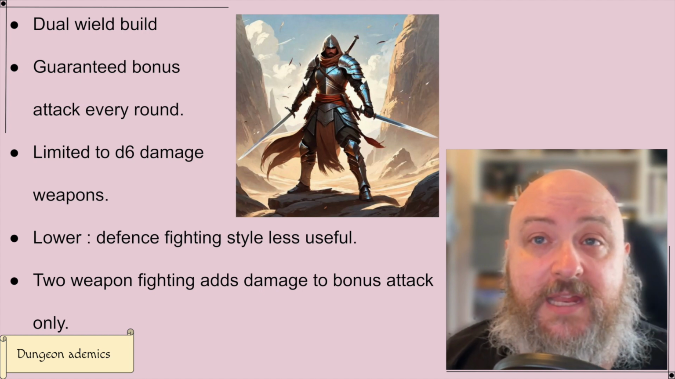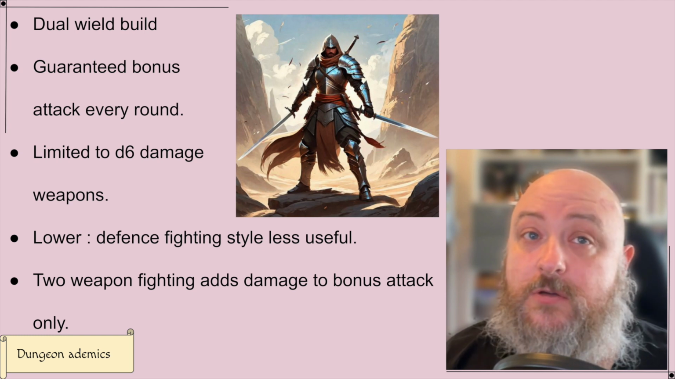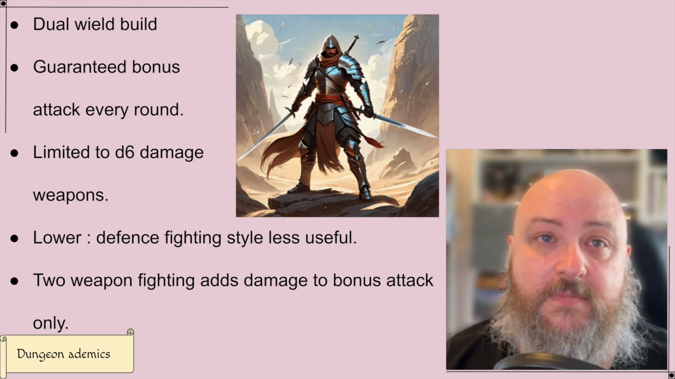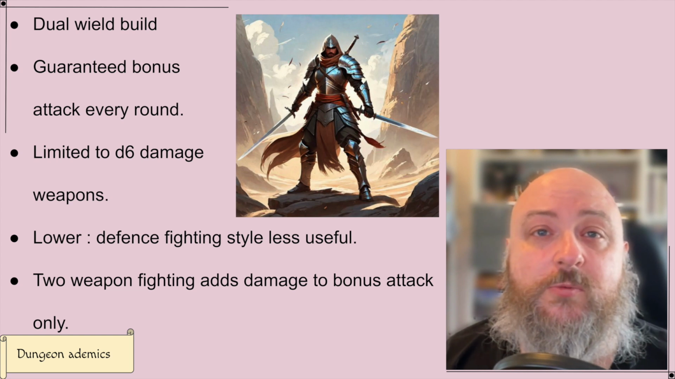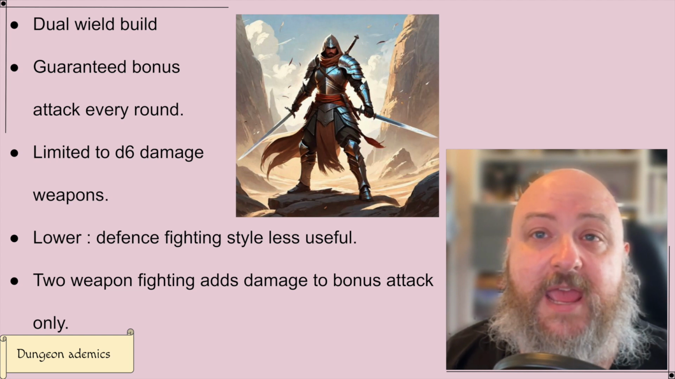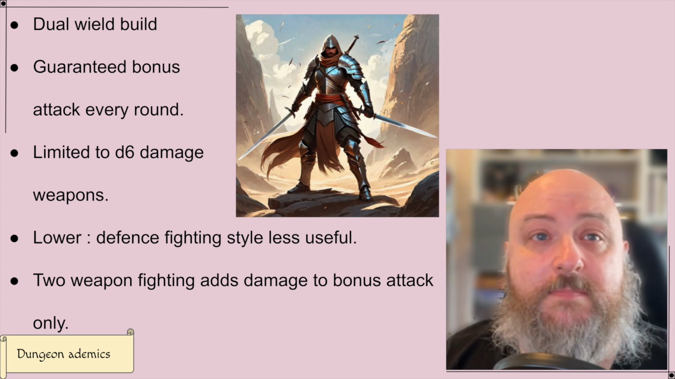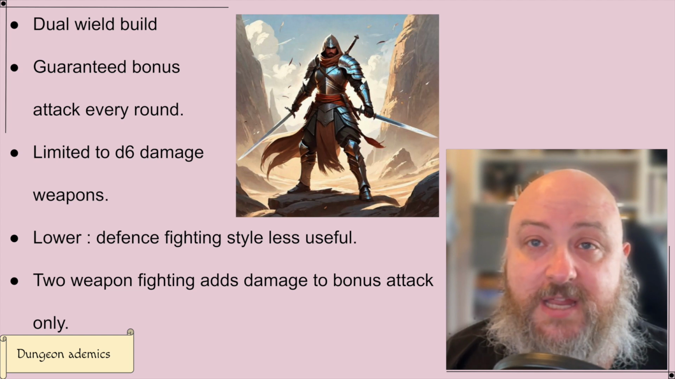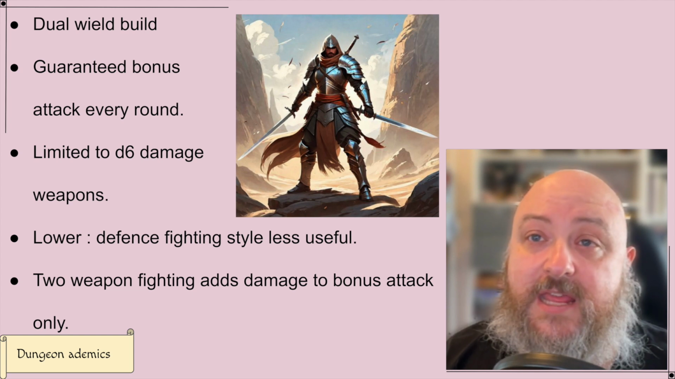Using a weapon in each hand is often seen as the coolest option, but does the math stand up to the aesthetics? The main advantage for dual wielding is an additional bonus attack every turn, and for characters that may only get one attack, that is an immediate doubling of combat potential. It comes at a cost though.